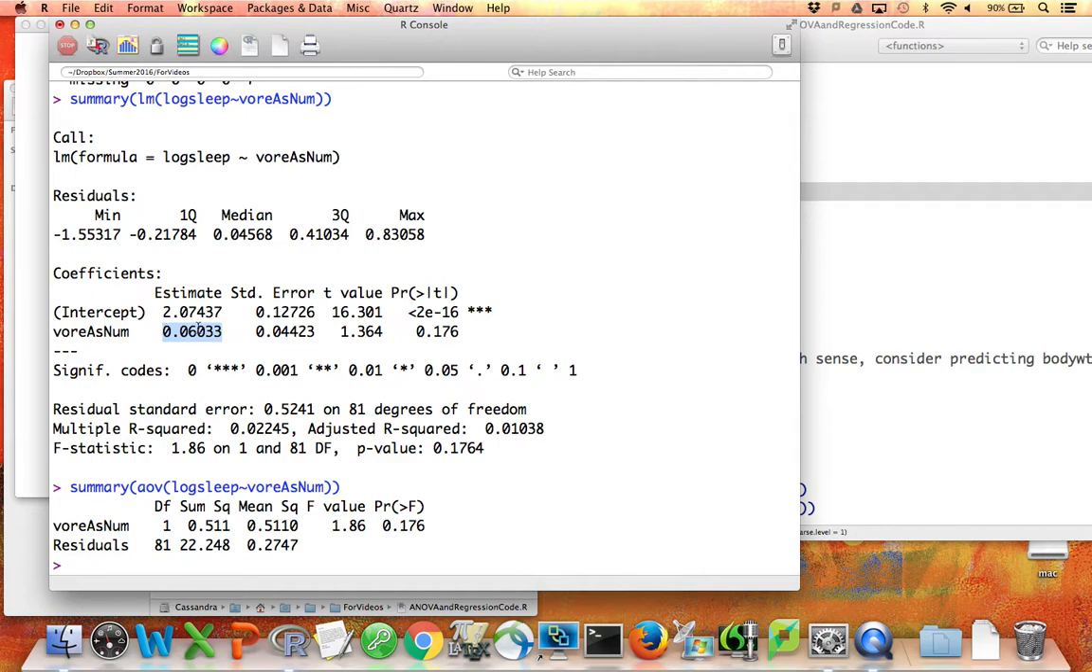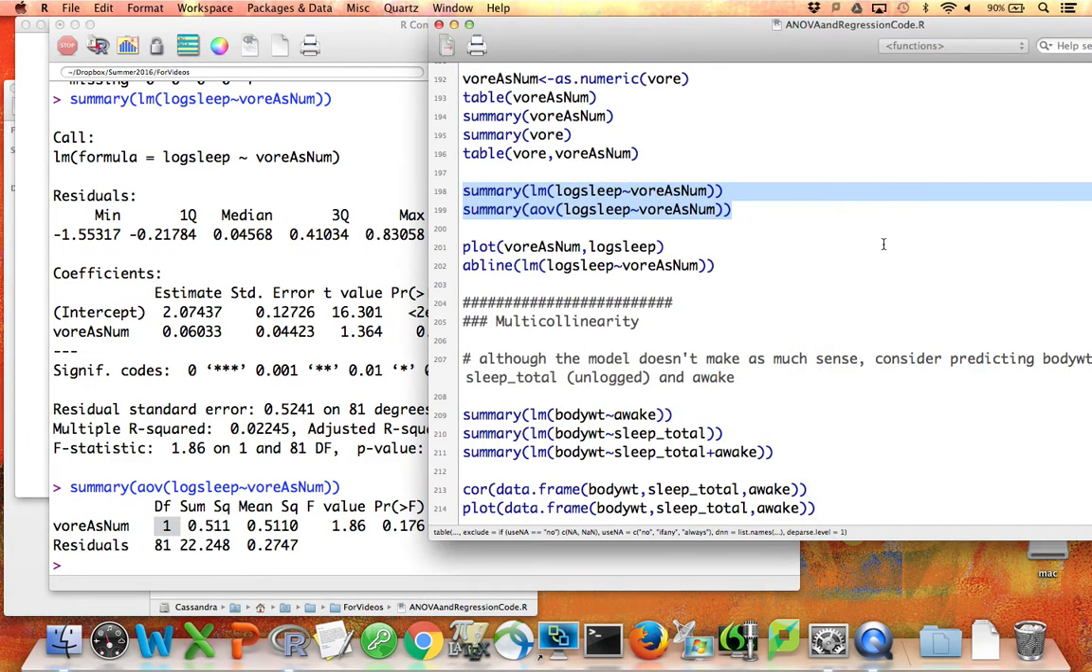What I would rather see, what's appropriate to see, is separate coefficients for all but one of the different possible levels of the vore variable. Similarly, when I look at the Anova output, I can see the degrees of freedom is equal to 1. What I expected to see was 5 minus 1 is 4. So the degrees of freedom for a particular predictor is often a really good place to check that a variable is being handled as numeric or categorical appropriately.